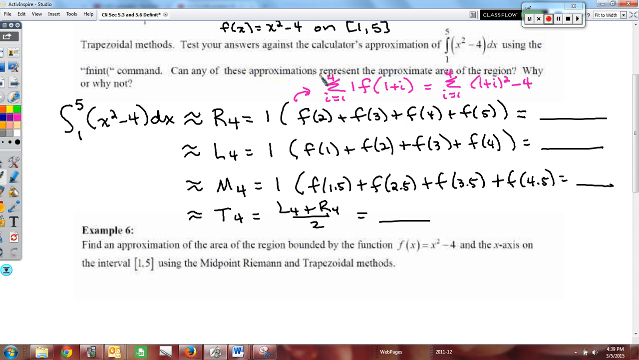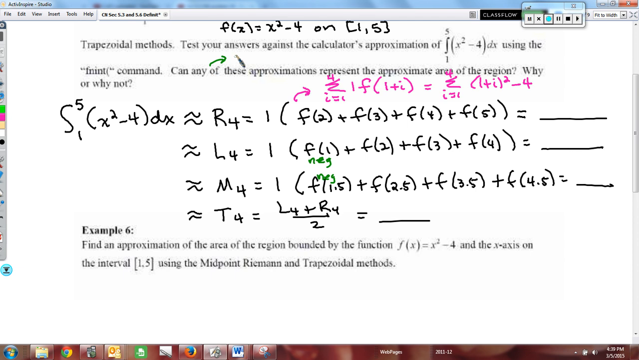Can any of these approximations represent the approximate area of the region? Now, when you look at these values that we have in here, this one is a negative function value, and so is that one right there. So R4 could be used because none of the f of ci's, they're always greater than or equal to 0 for each of those. So that would probably be an okay approximation of the area, but these would not be an approximation of the areas because they include values that are negative.